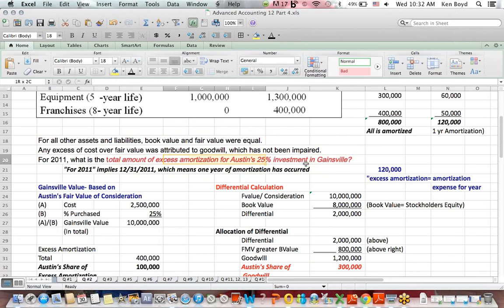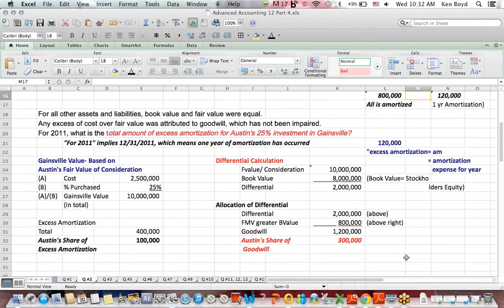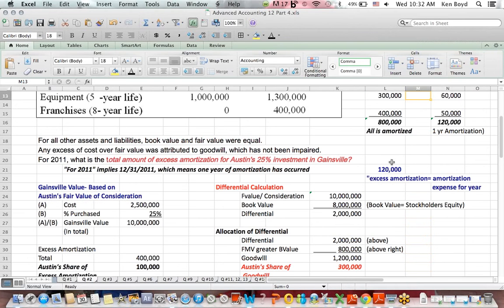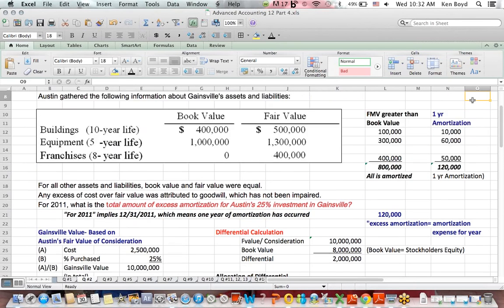When they say excess amortization, they're talking about amortizing a couple of things. If you go down here, you'll see off to the right, I'm going to comment on amortizing in just a second. Another thing I had to make is they said for 2011, they didn't say 12/31/2011. So I had to assume that they meant to say 1 year of amortization has occurred, the entire year of 2011.